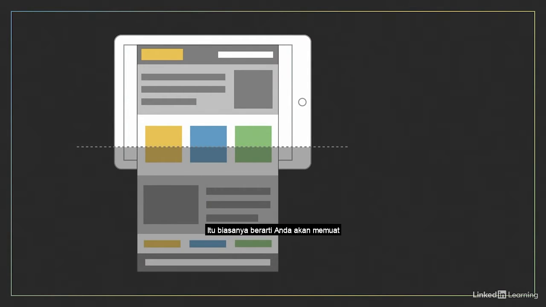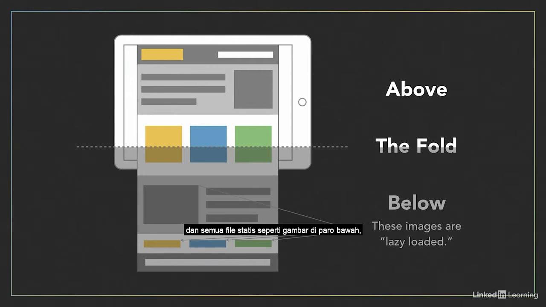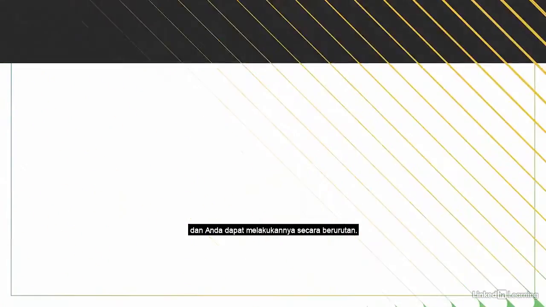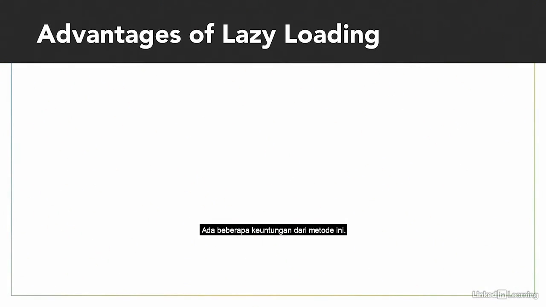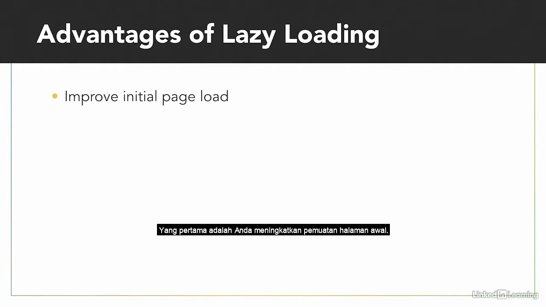That generally means you're going to load all of the assets above the fold, and any static files like images below the fold you can load as the user starts to scroll down, and you can do this in order. There are a couple of advantages to this method. The first is you improve the initial page load. Because you're loading fewer assets initially, the total page load time should be much faster.